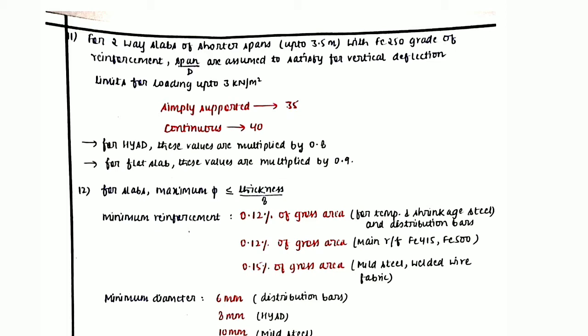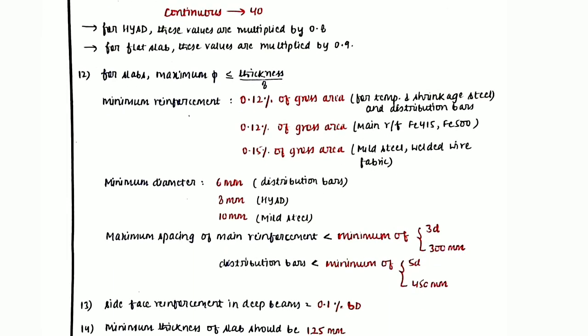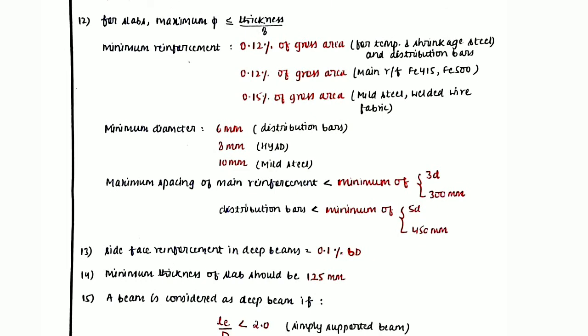Now moving on to the next recommendation. This complete recommendation, number 12, is completely for slabs and it illustrates a few recommendations for the criteria for reinforcement and also for spacing. So the maximum diameter that can be used for any reinforcement in a slab should be less than or equal to the thickness of the slab divided by 8. Now the minimum reinforcement criteria is 0.12% of the gross area in case of distribution bars, temperature and shrinkage steel. Similarly, it is 0.12% of the gross area in case of main reinforcement bar like Fe 415 or Fe 500.